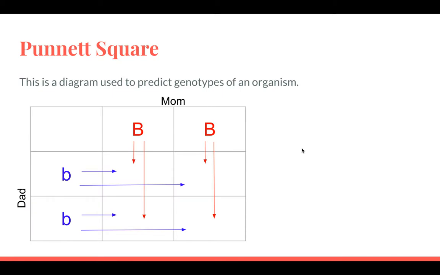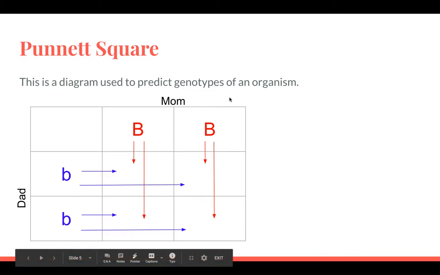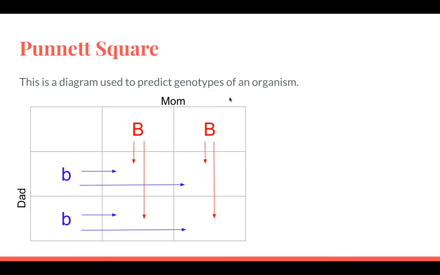All right, so here is what a Punnett square looks like. This is a diagram that's used to predict genotypes of an organism. So this could be humans, it could be plants, it could be animals, it doesn't really matter. But most of the time when we are talking about traits, we are talking about two organisms that reproduce sexually. So we'll always have a female character and a male character. In this case, we're talking about human traits, so I labeled them with mom and dad.